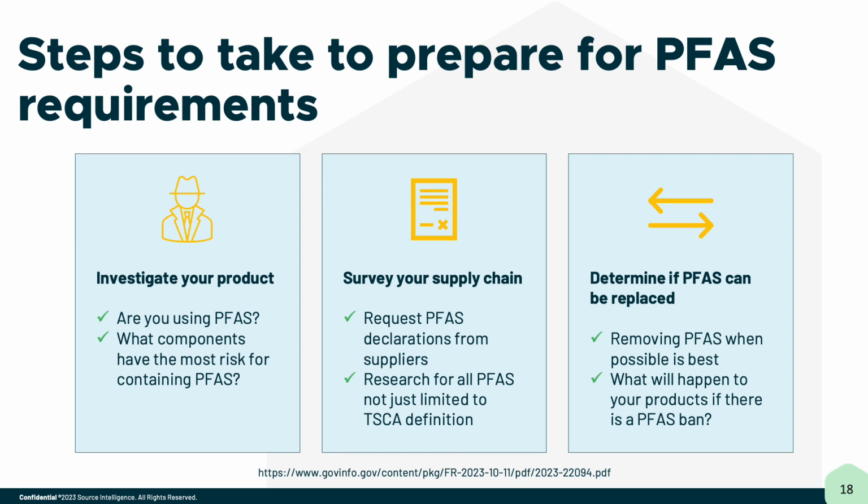It is recommended that you research your supply chain for all PFAS, not just the PFAS which fall under the structural definition defined by this TSCA rule. If you determine that PFAS are used in your product, you may consider researching alternate materials when possible. When you can replace PFAS with a less hazardous material, it is always best. If you discover that the PFAS in your product can't be replaced, you will need to consider what will happen if your PFAS use is eventually banned.